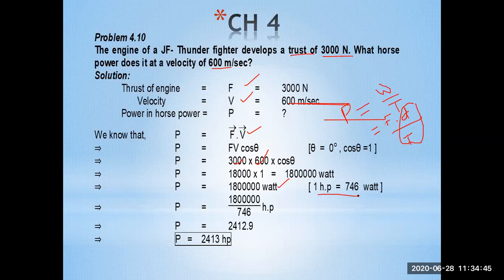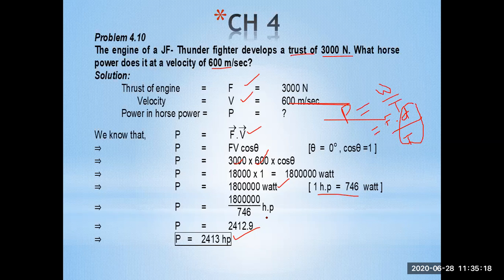1 horsepower is equal to 746 watt, so you will divide by 746 to convert into horsepower. So this will be the amount of power. So in this case, the power is the dot product of force and velocity. By using this relation, you have calculated that F dot V, the dot product of force and velocity, is also power.